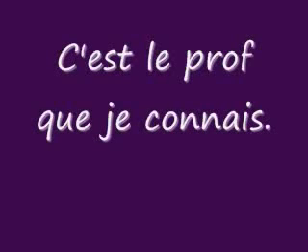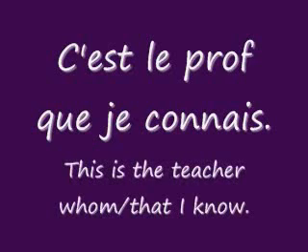C'est le prof que je connais. This is the teacher whom I know, that I know. So here, le prof is the antécédent. But le prof is not the subject. It is the direct object of the verb know. The subject of the verb know is I. I am the one who knows who the professor is. The professor is the object of the verb connaître, or the verb know here. That's why we will use que.